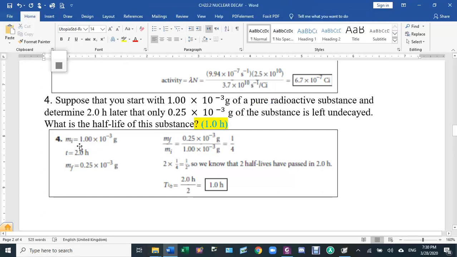Initial mass equals 1 multiplied by 10 power minus 3 gram. Time is 2 hours. Final mass equals 0.25 multiplied by 10 power minus 3 gram. Put the ratio between final mass and initial mass. You will get a quarter. Half times half equals a quarter. So we know that 2 half-lives have passed in 2 hours. Half-life equals 2 hours divided by 2, which equals 1 hour.